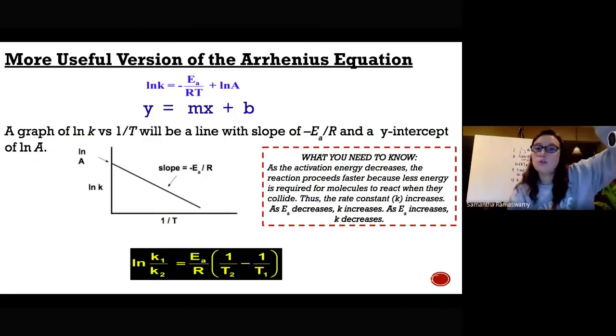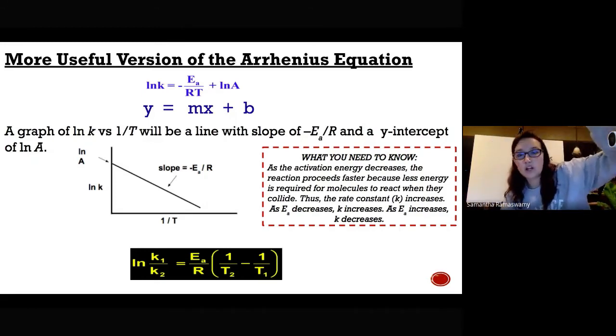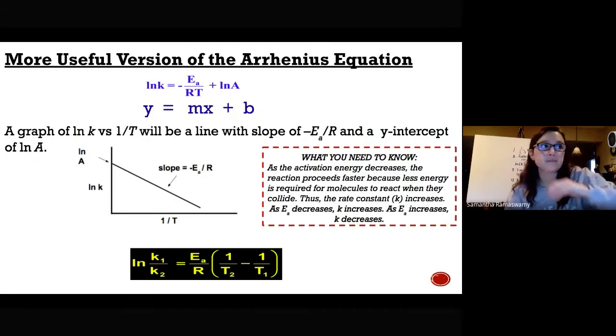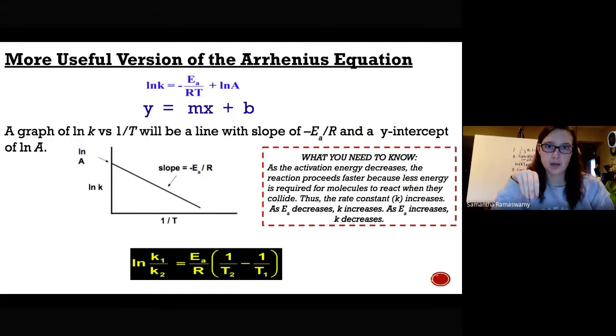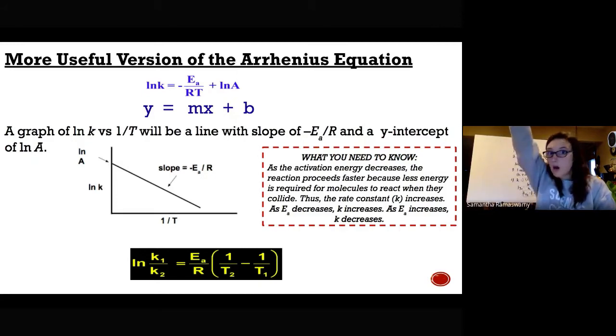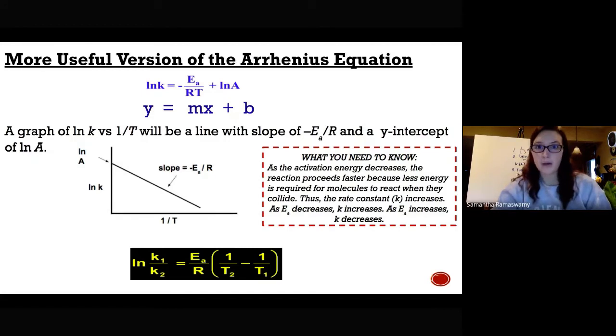If you have a huge energy barrier, so a very large activation energy, think about doing box jumps, for example. If you go to the gym and you have a giant box to jump up onto, well, if it's a small box, I have the energy needed to jump onto it. If it's a huge box, I'm not going to have the energy needed, which means it's going to take me a lot longer to jump up onto that box. That's a larger activation energy. It takes me longer, so it's a slower rate, and therefore a smaller rate constant.